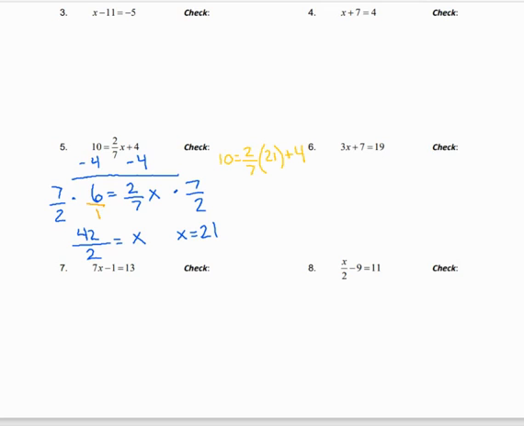Okay, make this 21 over a 1. So now it's saying 10 equals 42, right? 2 times 21 is 42. 7 times 1 is 7, plus 4. What's 42 divided by 7? 6, good. So now I have that 10 equals 6 plus 4, and 6 plus 4 is 10. Woohoo! So x equals 21 is correct.